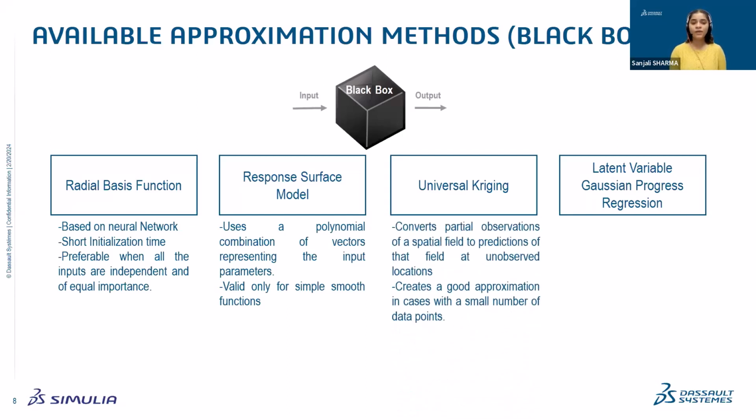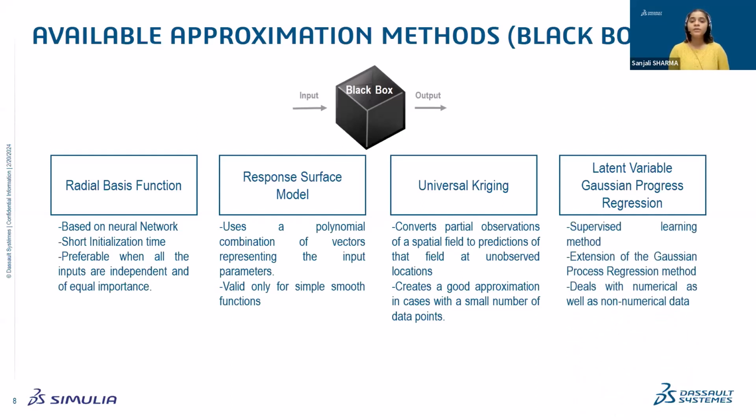The next one we have is the universal Kriging method, which converts the partial observation of a spatial field and uses it for the prediction of that field at unobserved locations. It creates a very good approximation in the cases when our data inputs are in very small numbers, let's say 100. It may not give us good results for 1000 or more than that.